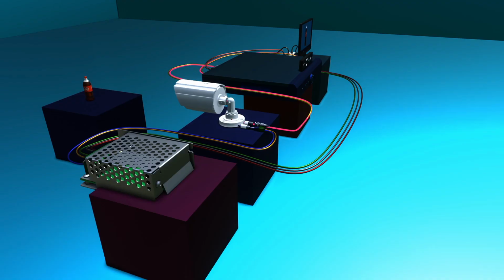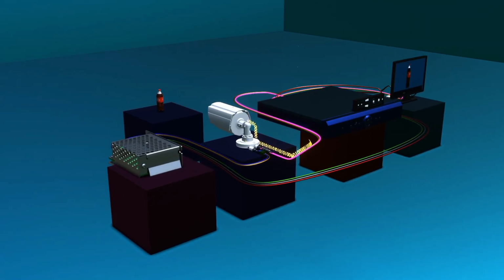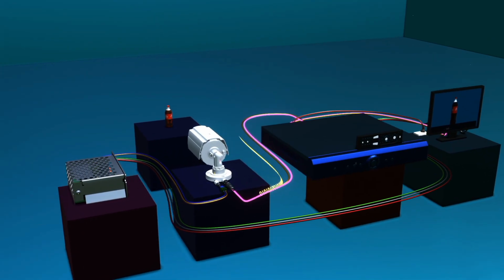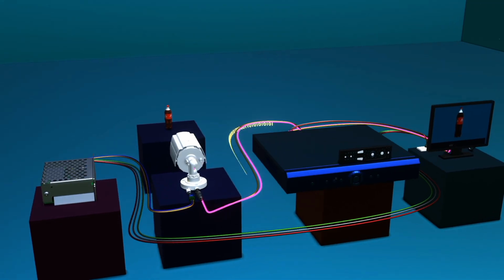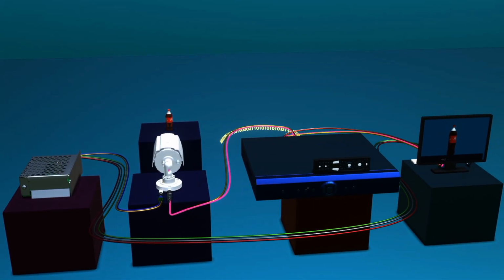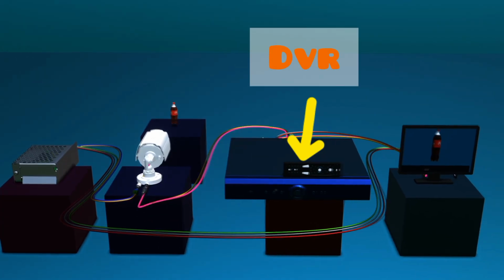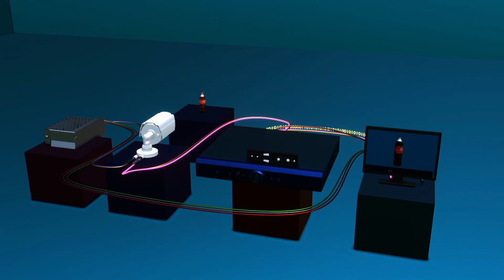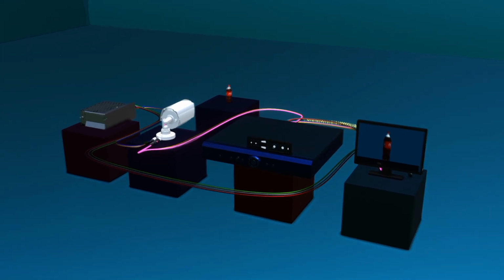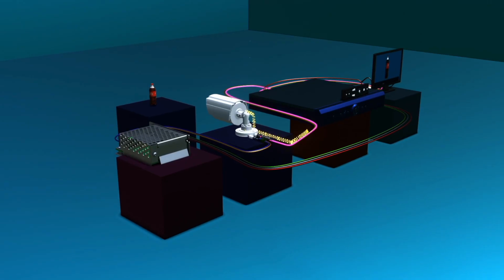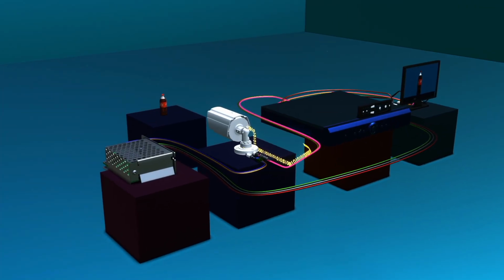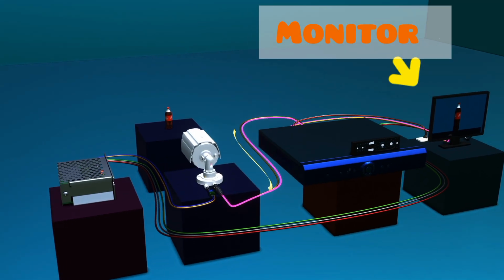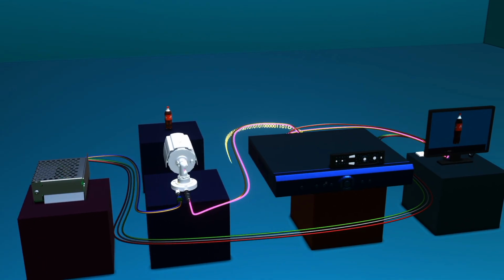Let us consider a practical example. We focus the camera on a jumping bottle of soft drink. The camera captures that movement as light information. This information is converted into an electrical signal and sent to the DVR through a coaxial cable connected with BNC connectors. The DVR receives the signal, processes it, converts it into a digital format if necessary, compresses it, stores it on the hard disk, and sends the output signal to the monitor. The monitor then displays the video, so we can see the moving object.